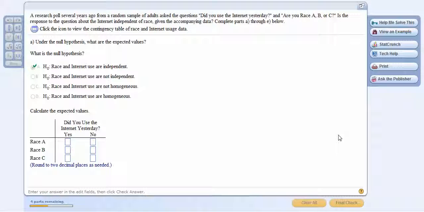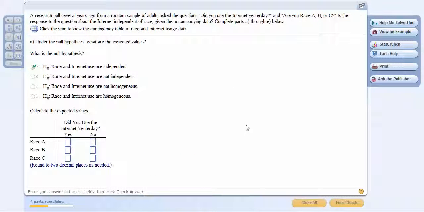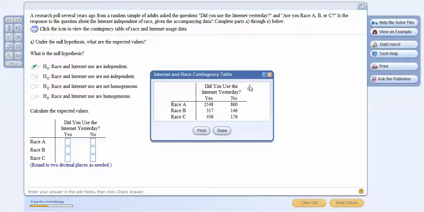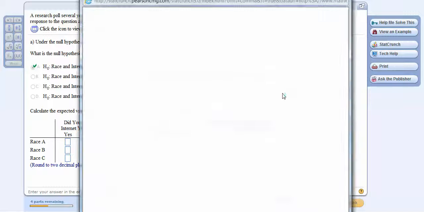I had a question from a student about this problem, and it's from your Chapter 22 homework also. I'm not sure what number it is. I think it's number 10 or 11 in the problems. This is similar to the other one that I spoke to you about in the short little video and worked through the whole problem. If you notice here, if you click on this icon and over here again, you have the ability to open this up into StatCrunch.